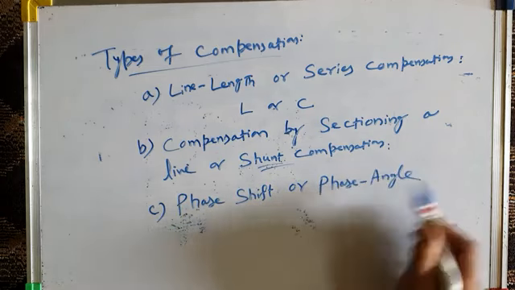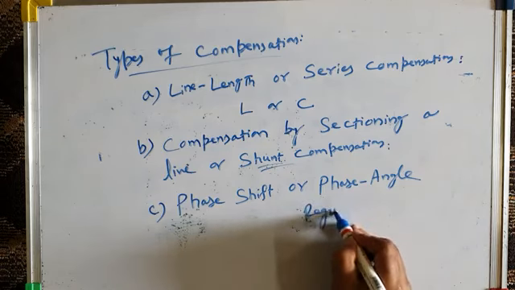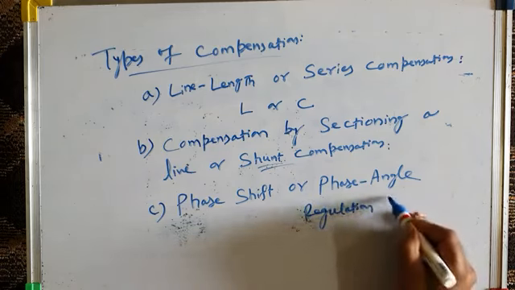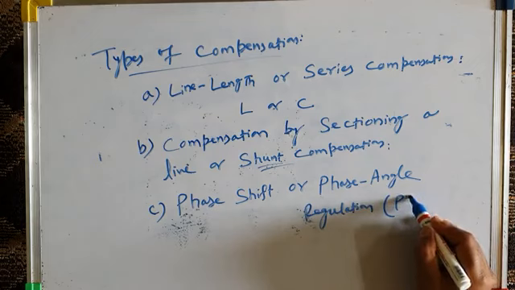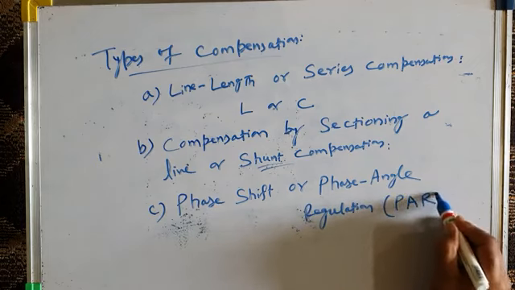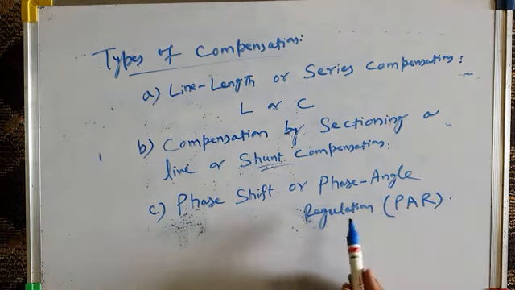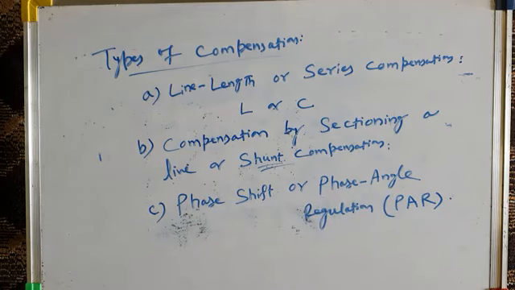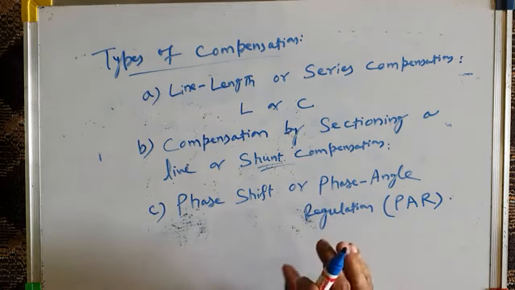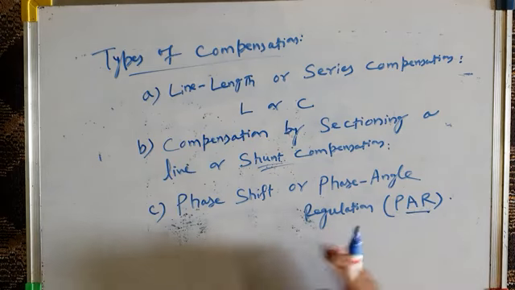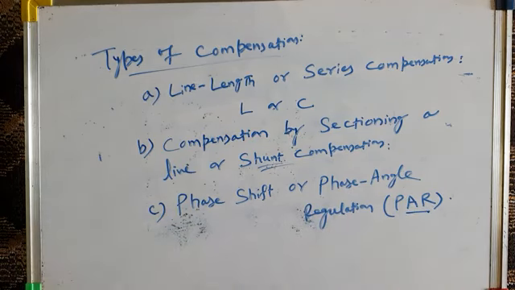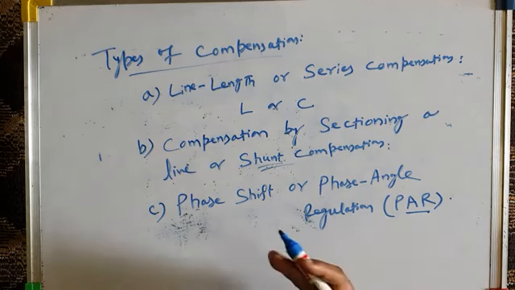Phase angle regulation, which is also called PAR. P for phase, A for angle, and R for regulator or regulation. So we have certain FACTS devices which are called phase angle regulators. With the help of those FACTS devices like phase angle regulator, we change the phase angle of the transmission network, and hence we can make it transfer more active power.